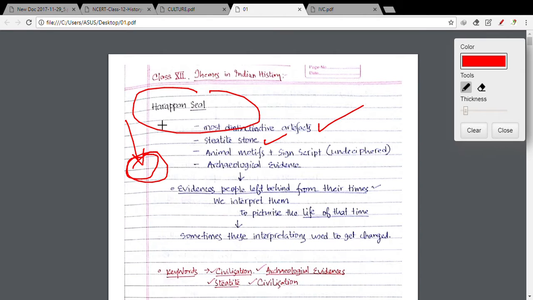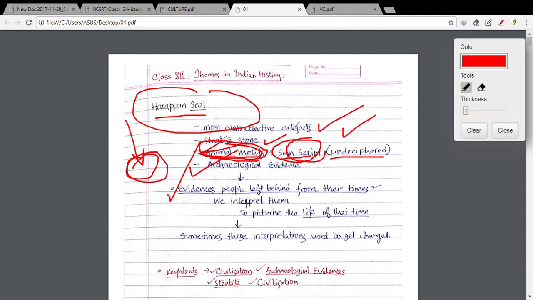Now what did this seal contain? Animal motifs. Some people were illiterate and could not understand Sanskrit or even written languages, and other people who were not literate would have understood these animal motifs. Now the script from this time is still undeciphered. This is an important archaeological evidence. What is archaeological evidence?